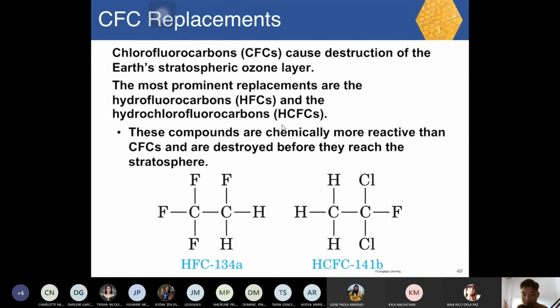So, instead of using chlorofluorocarbons, which causes destruction of the ozone layer, we use the simpler versions na lang, the hydrofluorocarbons or the hydrochlorofluorocarbons, no? So these compounds are less destructive to the ozone. Less destructive sila compared to the CFCs, no. Okay. So yun, and they usually become destroyed before they eventually reach the atmosphere, no. Nasisira sila bago pa sila makapunta sa ozone layer. So safer sila. Okay.